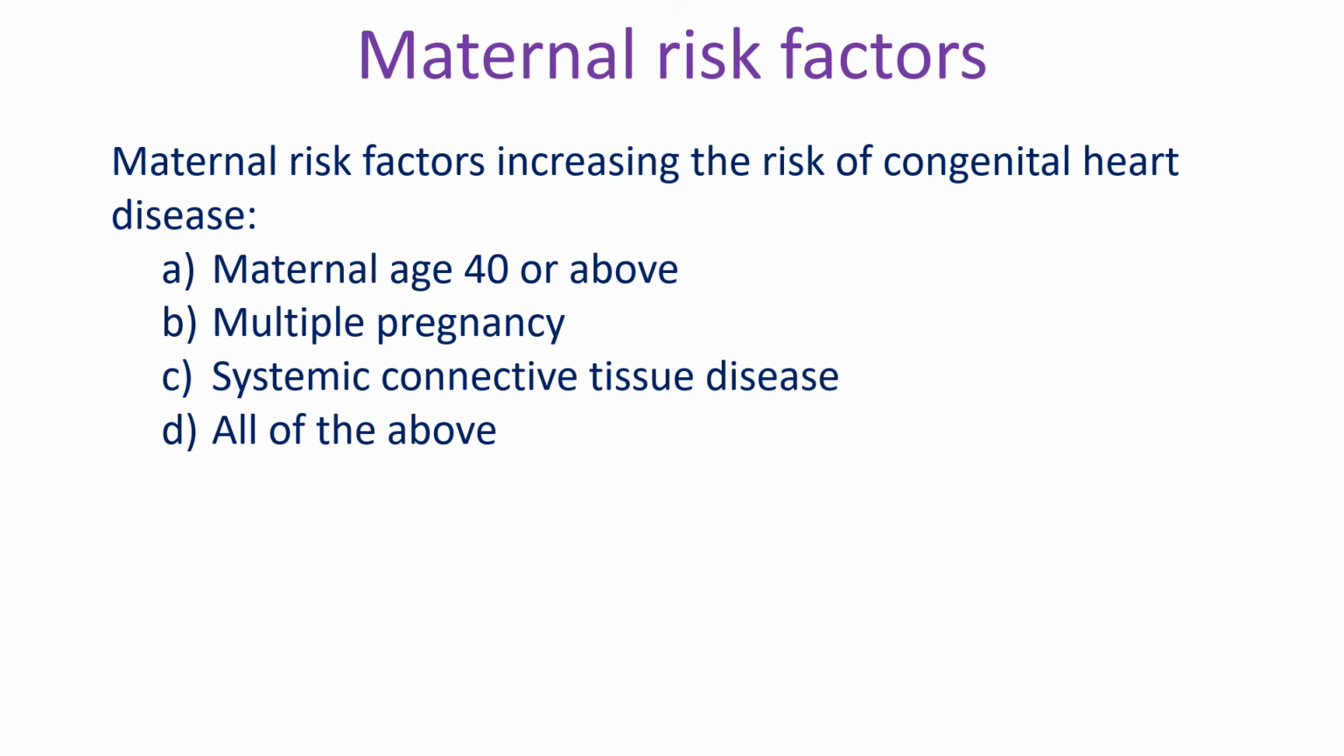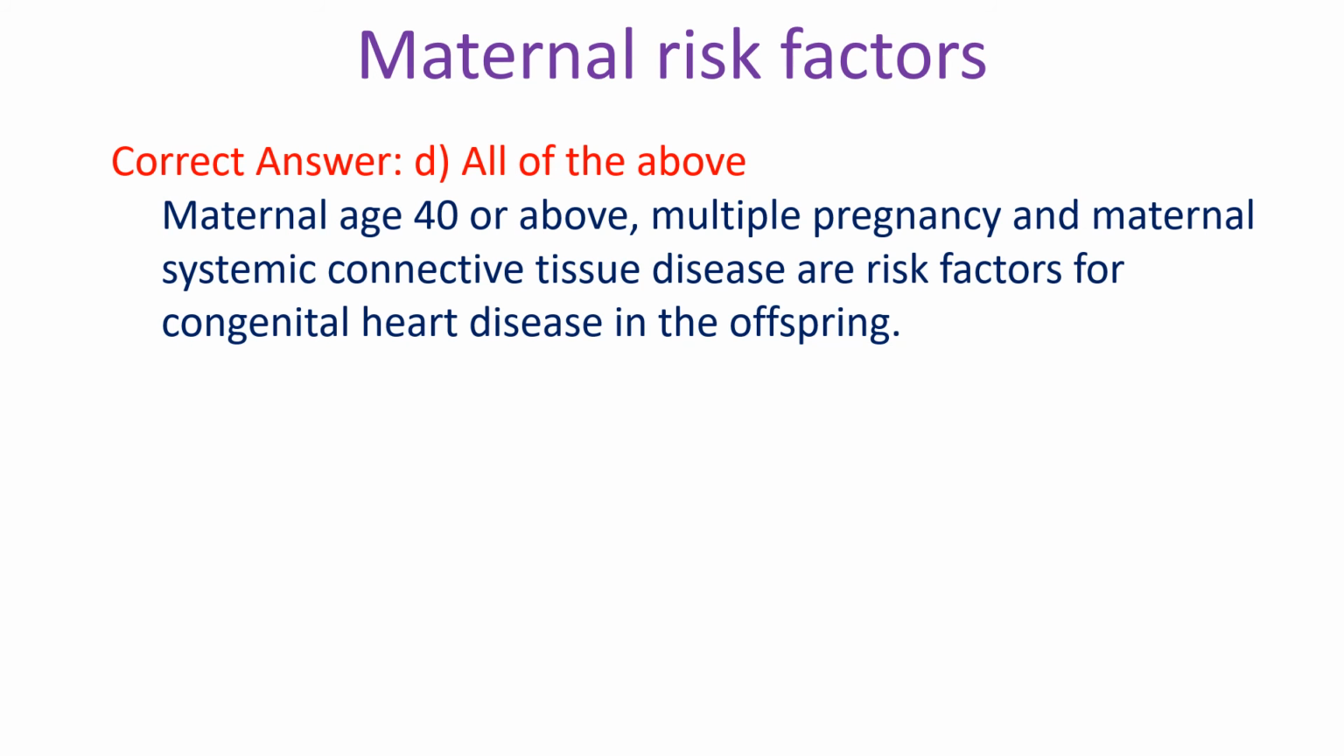Maternal risk factors increasing the risk of congenital heart disease: A. Maternal age 40 or above, B. Multiple pregnancy, C. Systemic connective tissue disease, D. All of the above. Correct answer D. All of the above. Maternal age 40 or above, multiple pregnancy, and maternal connective tissue disease are risk factors for congenital heart disease in the offspring.